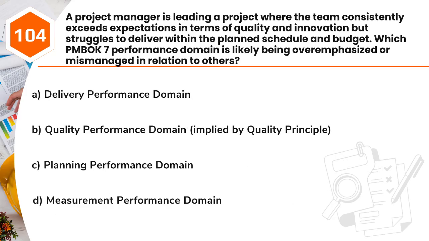Question 104. A project manager is leading a project where the team consistently exceeds expectations in terms of quality and innovation but struggles to deliver within the planned schedule and budget. Which PMBOK 7 performance domain is likely being overemphasized or mismanaged in relation to others? A. Delivery performance domain. B. Quality performance domain, implied by quality principle. C. Planning performance domain. D. Measurement performance domain.